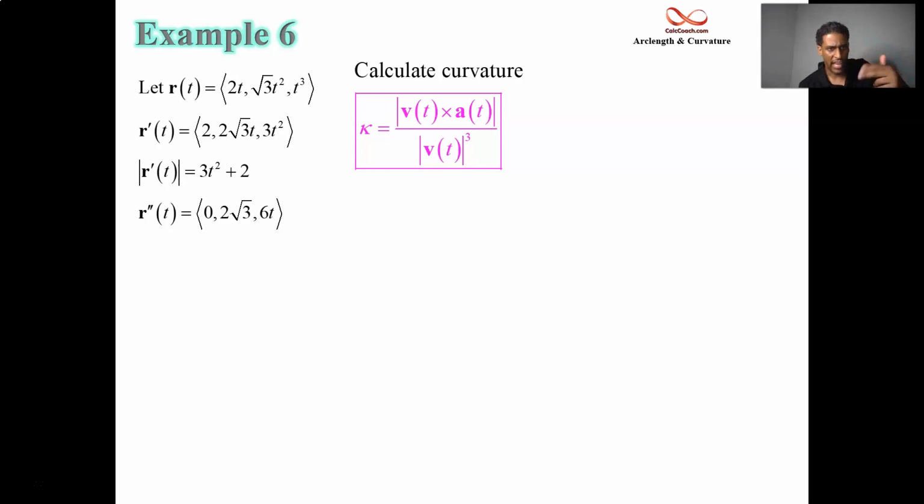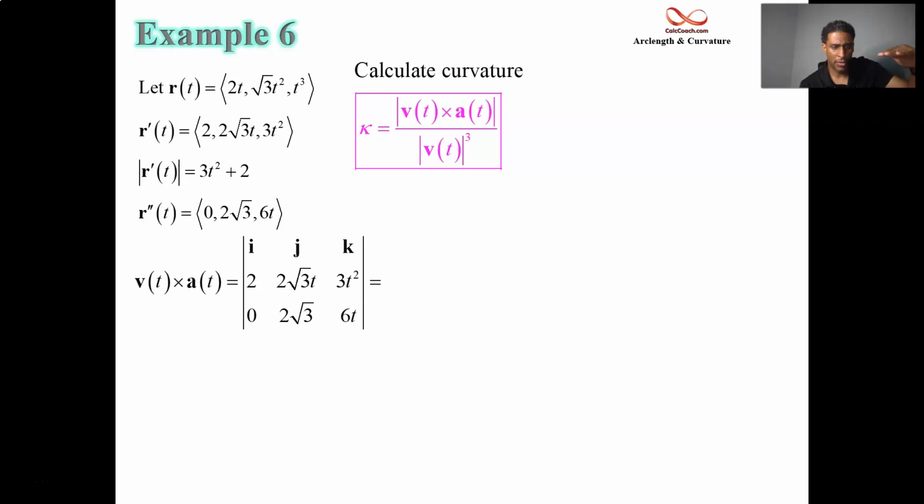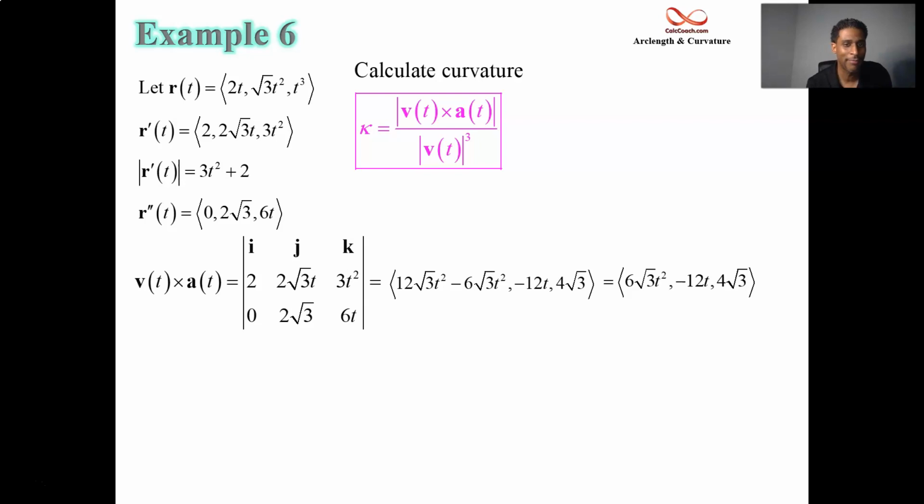All right. Velocity cross acceleration. So we have the derivative on line 2 and the acceleration on line 3, ijk on line 1. Or row 1, row 2, and row 3. And we have to do this cross product now. What we get is 12 root 3 t squared minus 6 root 3 t squared for the i component. For the j component, we just get 12t but with a negative on it. And for the k component, what we get is 4 root 3. Putting the two parts together from the first term, that combines nicely to be 6 root 3 t squared.